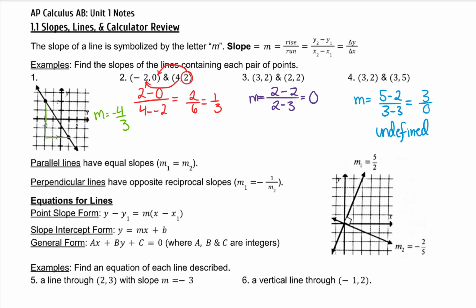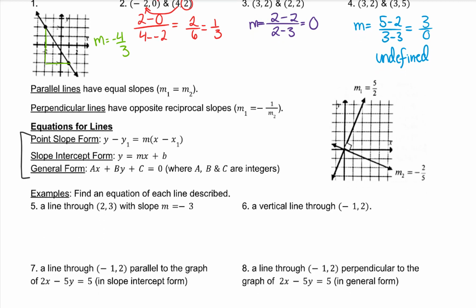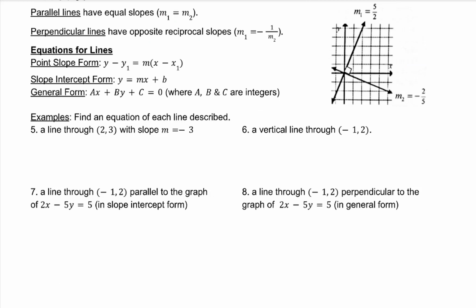Parallel lines have equal slopes. Perpendicular lines have opposite reciprocal slopes. Remember, we change the sign and we flip the fraction. There are 3 main equations for lines that we'll be working with, and that's point-slope form, slope-intercept form, and general form. So for the examples below, we're going to find an equation of each line described.